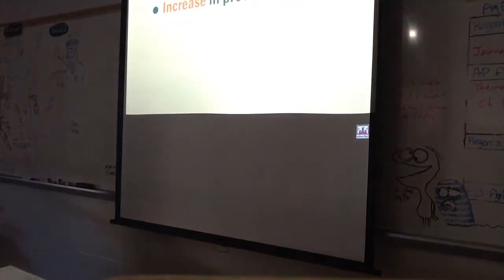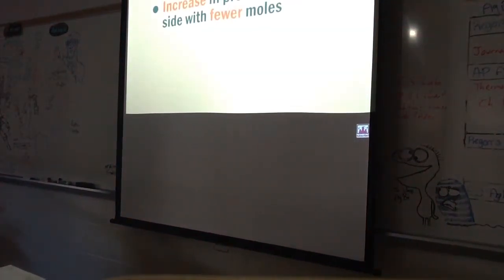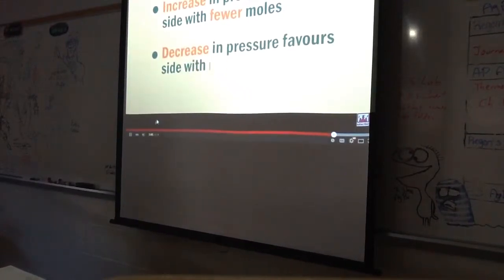So an increase in pressure favors the side with fewer moles, and a decrease in pressure favors the side with more moles. That's why it's difficult, okay?